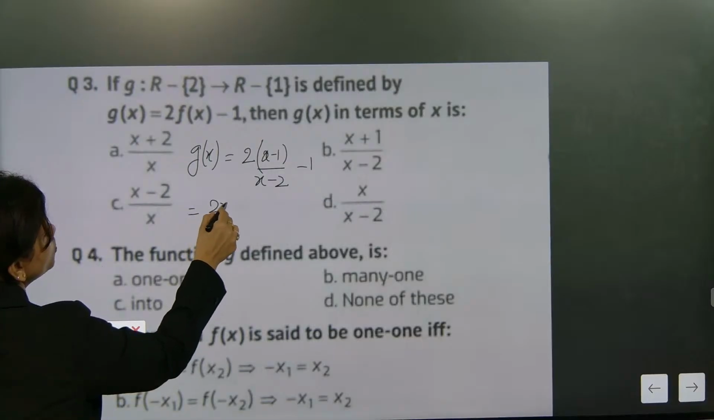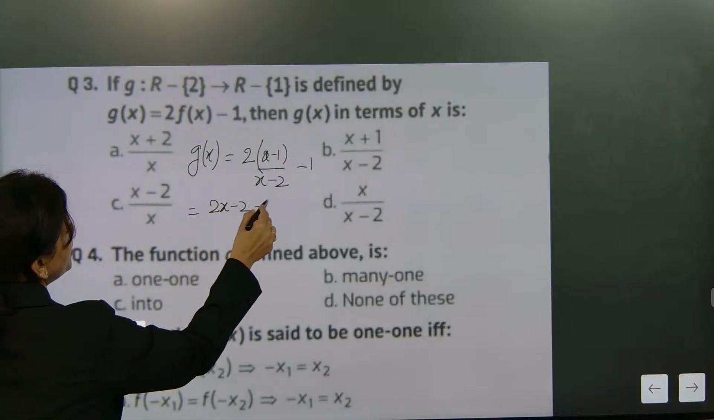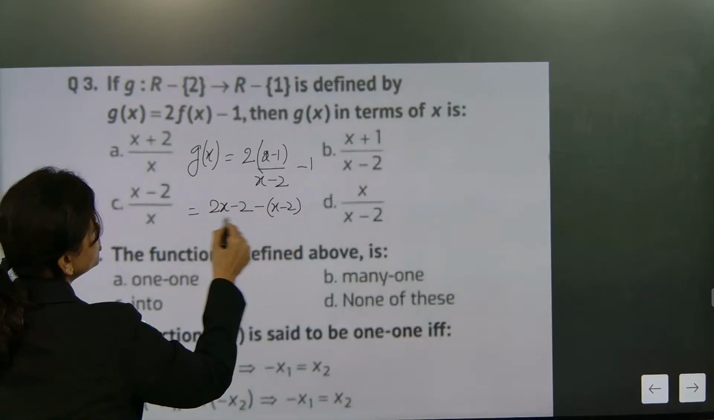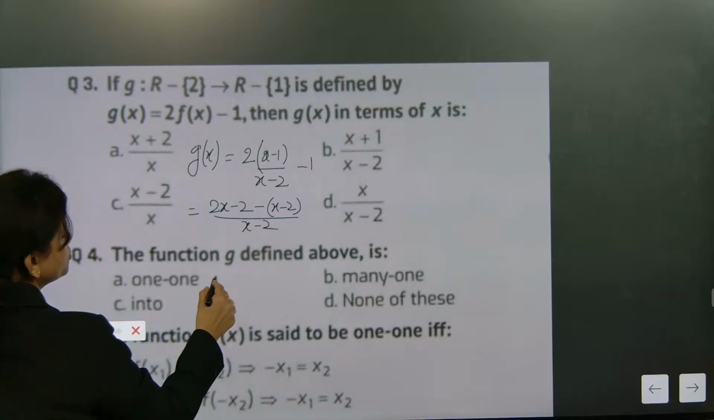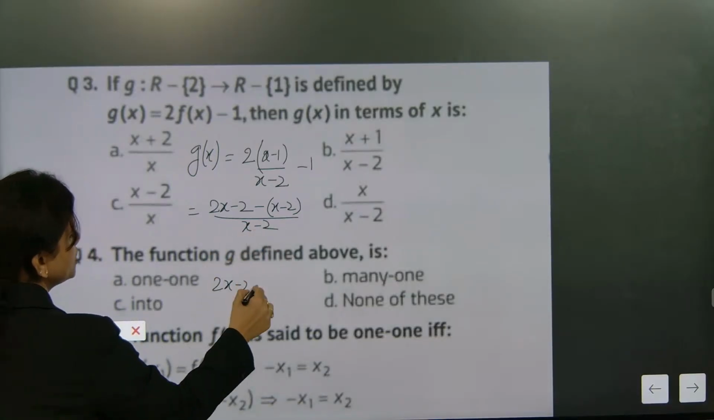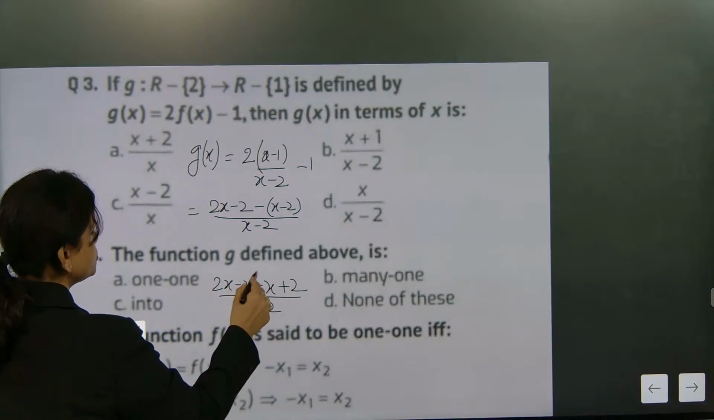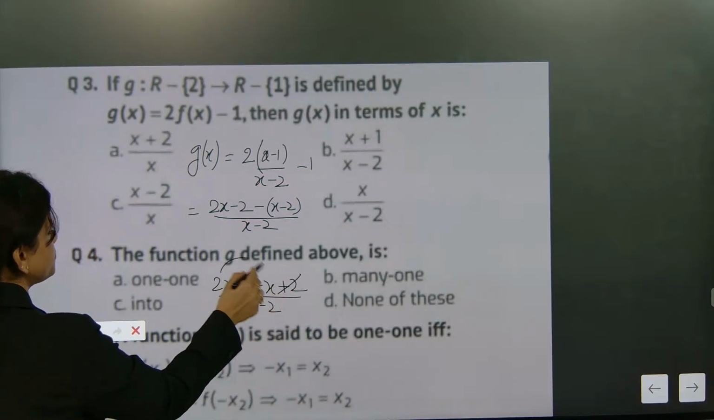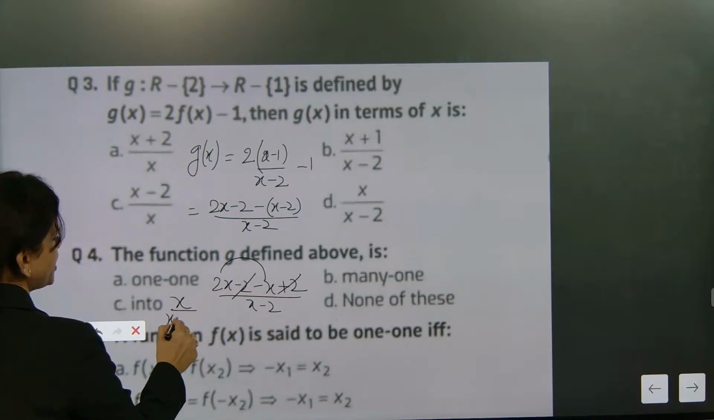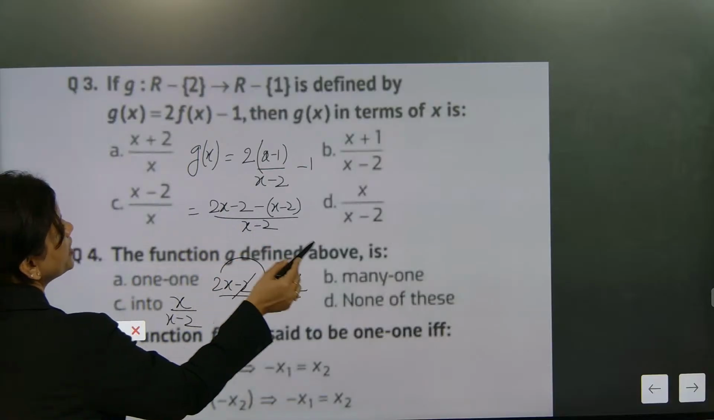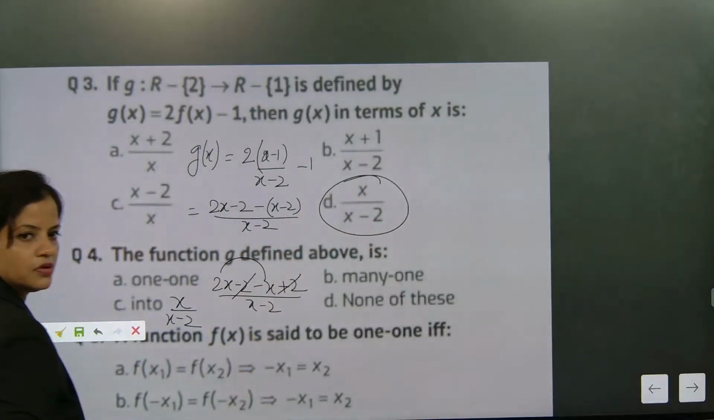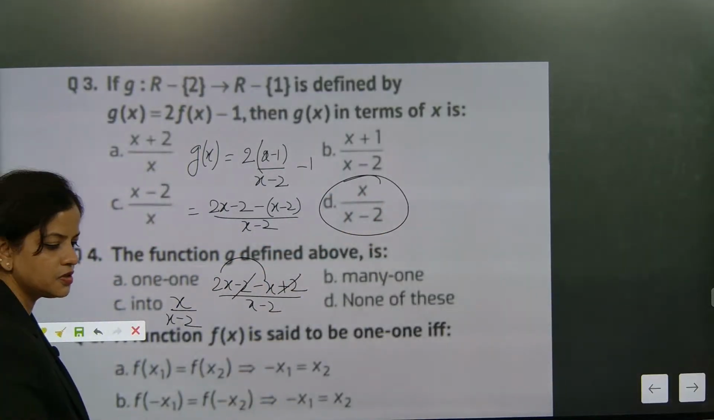So it will become (2x minus 2 minus x minus 2) by (x minus 2). So it is coming (2x minus 2 minus x plus 2) by (x minus 2). So this and this will get cancelled. 2x minus x will become x by (x minus 2). It is coming as x by (x minus 2). Did you understand how to solve this question?